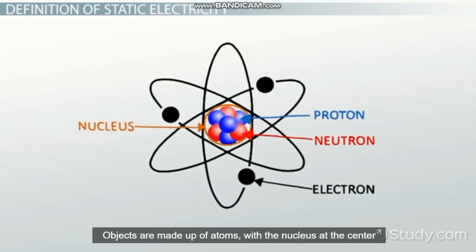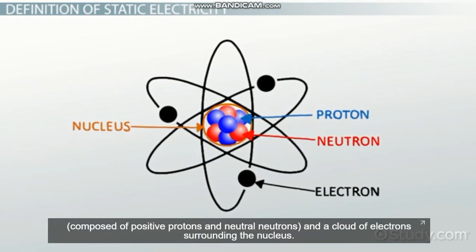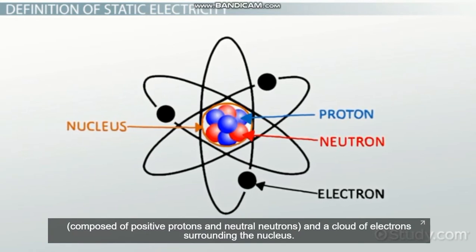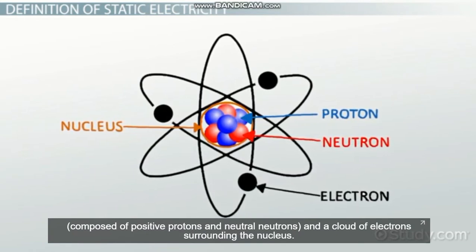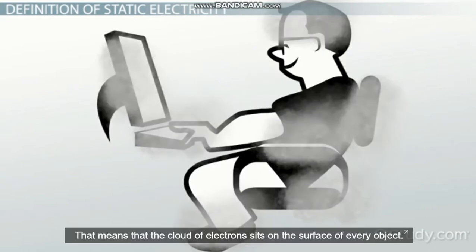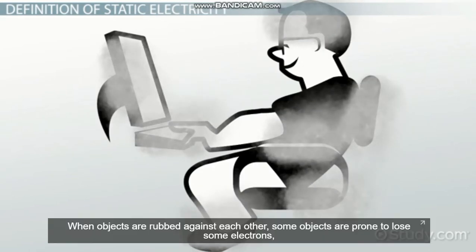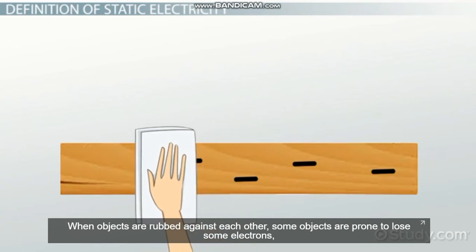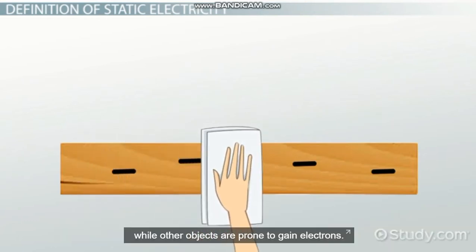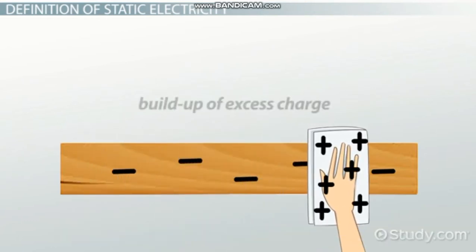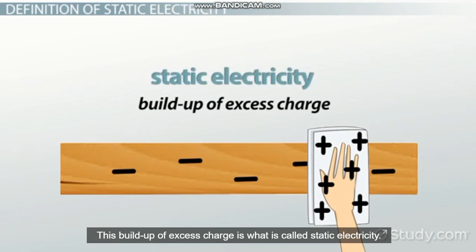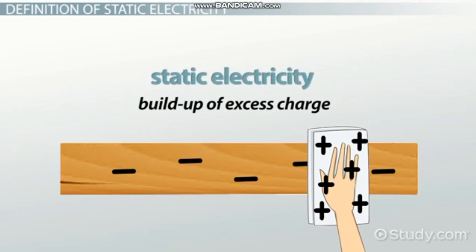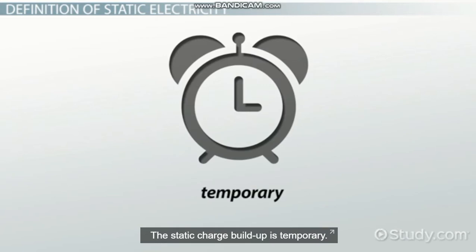Objects are made up of atoms, with the nucleus at the center, composed of positive protons and neutral neutrons, and a cloud of electrons surrounding the nucleus. That means that the cloud of electrons sits on the surface of every object. When objects are rubbed against each other, some objects are prone to lose some electrons, while other objects are prone to gain electrons. This buildup of excess charge is what is called static electricity. The static charge buildup is temporary.